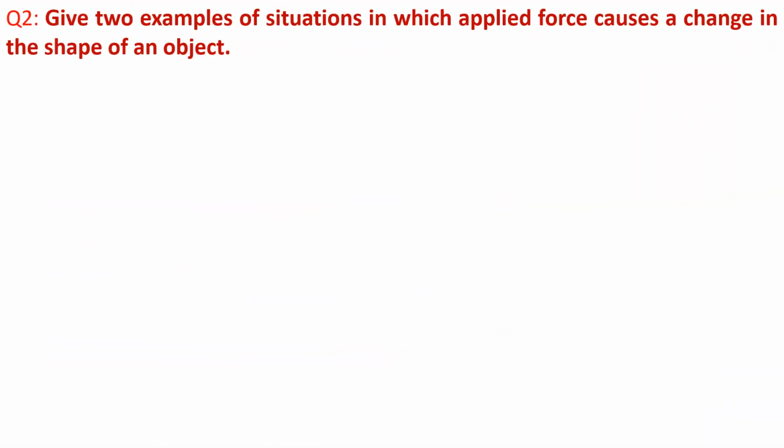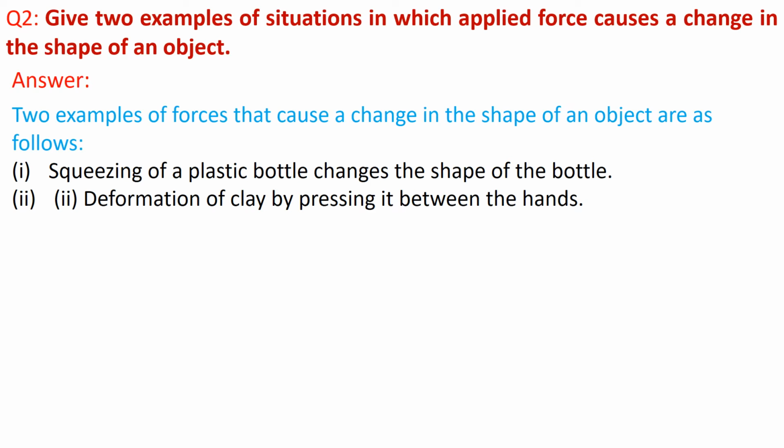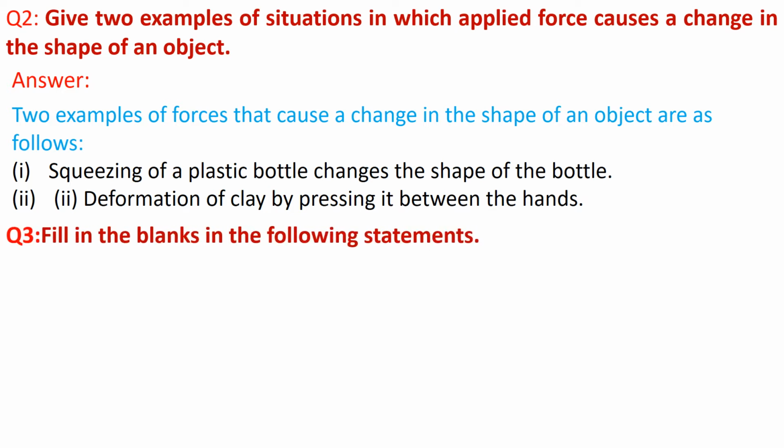So give two examples of the situations in which the applied forces cause a change in the shape of the object. So here we have the answer. Two examples of forces that cause a change in the shape of an object are as follows. The first one is squeezing a plastic bottle or a ball, which changes the shape of the bottle. And the second one is deformation of clay by pressing it between the hands. Like this, a stress ball is also another example of applied forces that cause a change in the shape of an object.